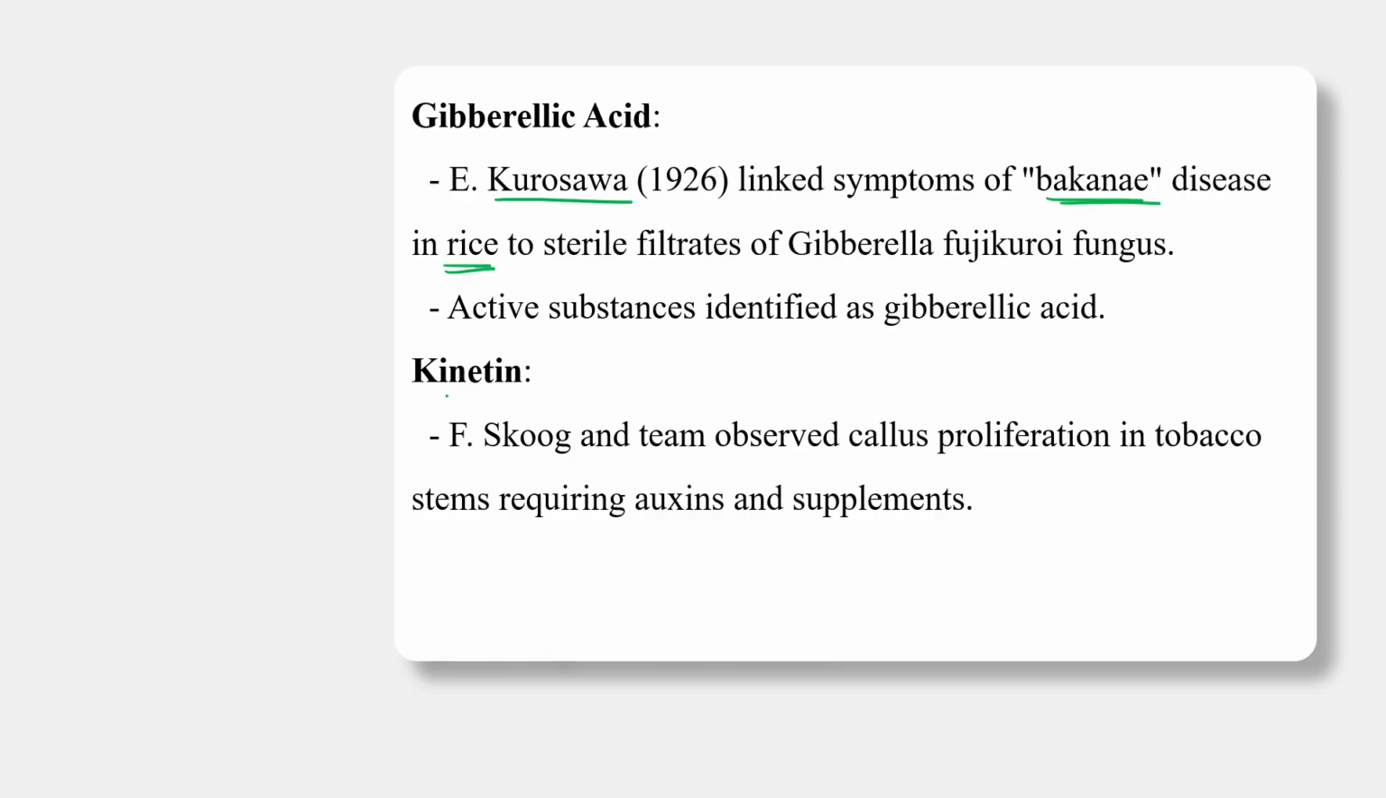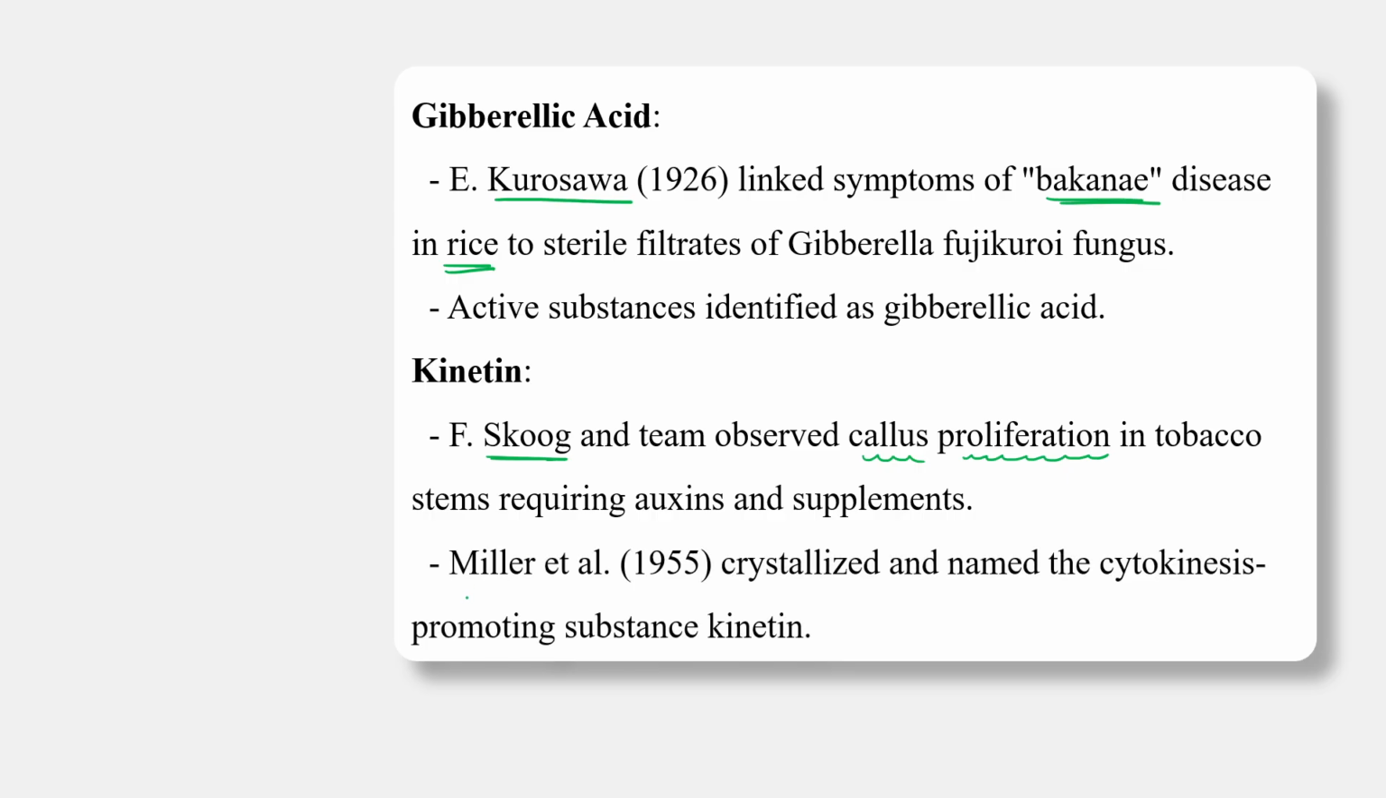Similarly, cytokinin was observed by F. Skoog and his team, who observed callus formation and proliferation in tobacco stem requiring auxin and supplements. Miller also worked on this plant growth regulator. He crystallized and named the cytokinin-promoting substance kinetin. So F. Skoog just observed it, while Miller isolated and crystallized this kinetin.